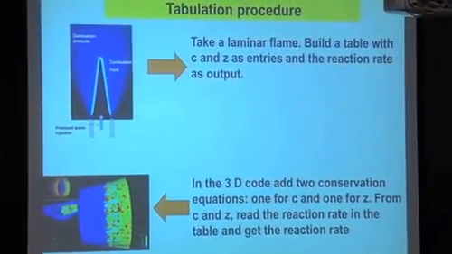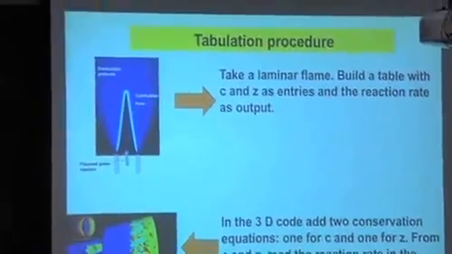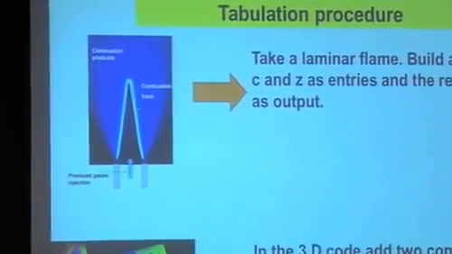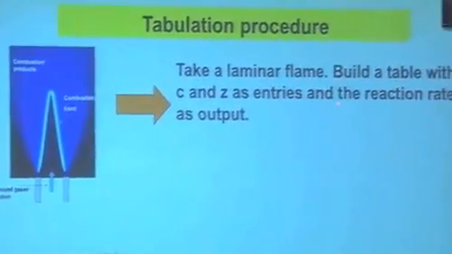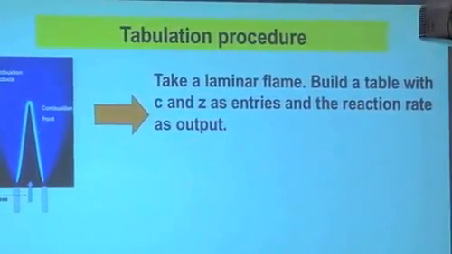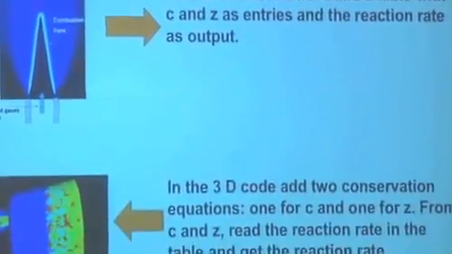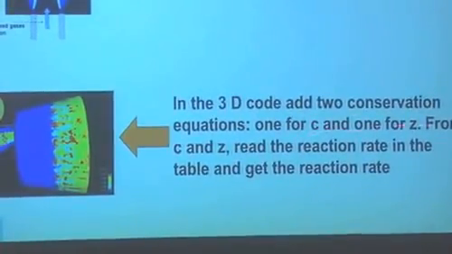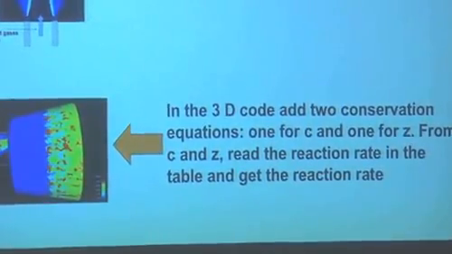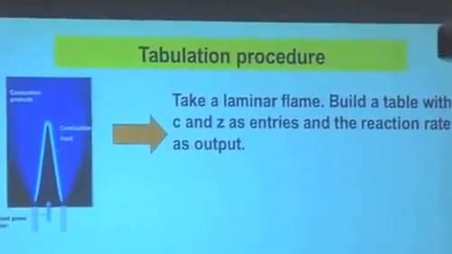So what we'll do is that we take a laminar flame, not even this one, which is a 2D flame. You can use a planar flame, a stretch flame, whatever. You will compute a table with that, where C and Z are the entries and the reaction rate is the output. And then in the 3D code, you add one conservation equation for C and Z, and you read this table to guess what the reaction rate is. Simple. And actually quite elegant, because you can claim that you have the whole chemistry embedded in this table.